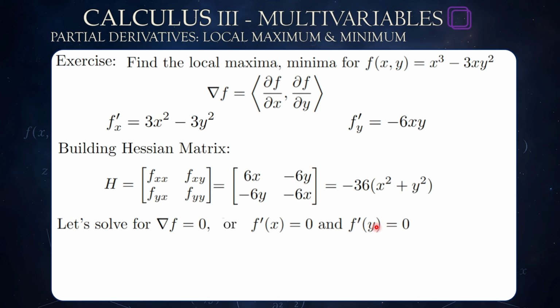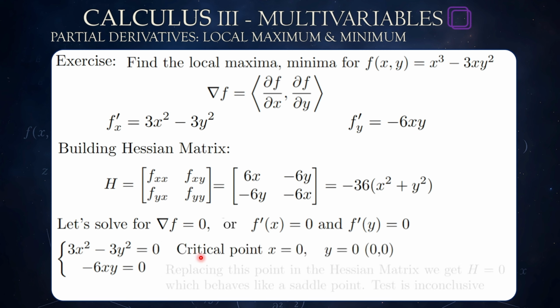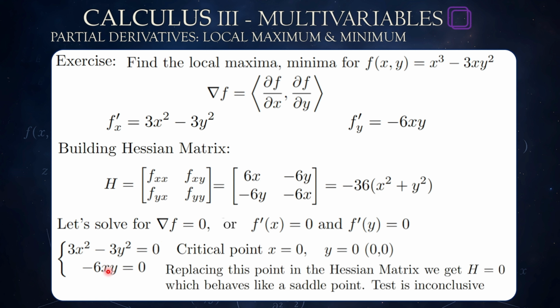So f prime x is equal to 0 and f prime y is equal to 0. So we build a system of equations. You have 3x squared minus 3y squared equal to 0 and minus 6xy equal to 0. The solution for this problem is x equal 0 and y equal 0. So the critical point is (0, 0).